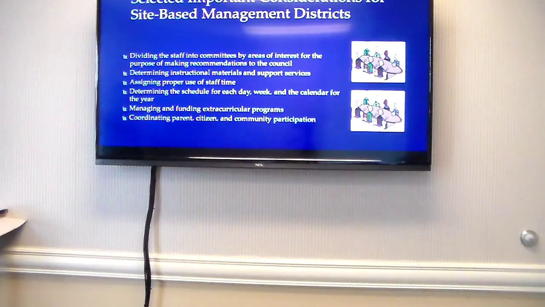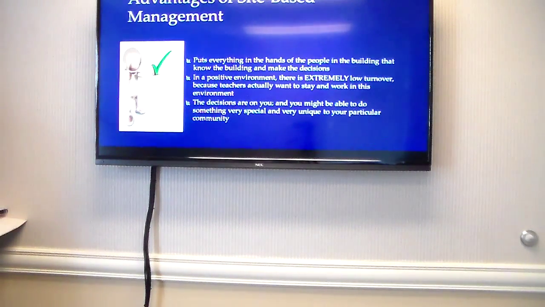So site-based management is basically when the staff makes the decisions. They determine what the textbooks are that get used, what the curriculum is that gets used, and what that looks like. They determine the schedule. They manage the extracurricular programs. Anything that's involving parent involvement, citizen community participation, their hands are in that as well. That can be good, that can be bad.